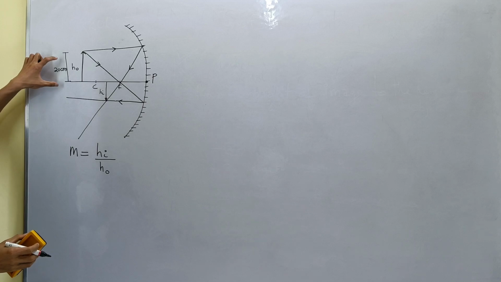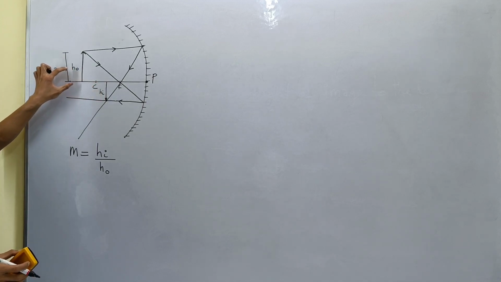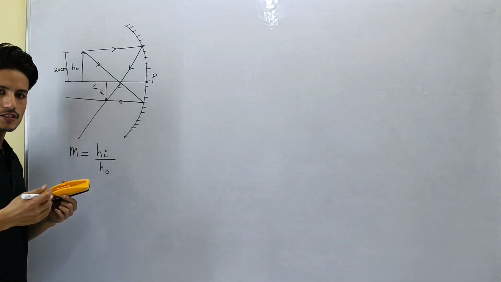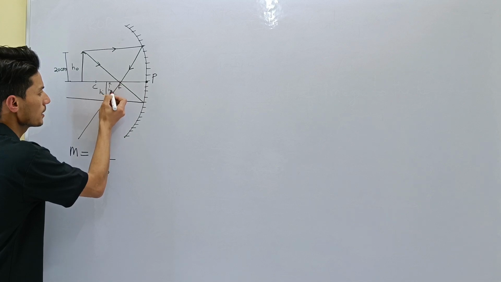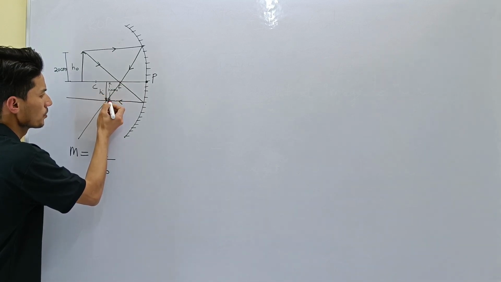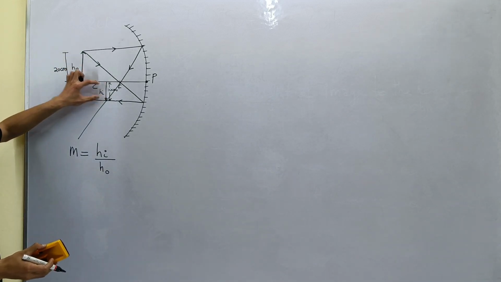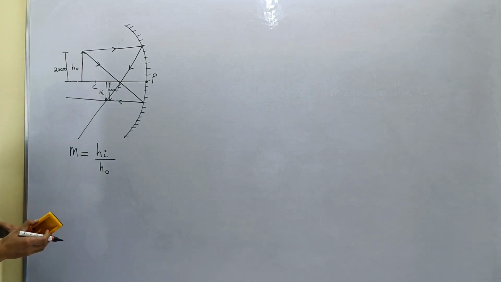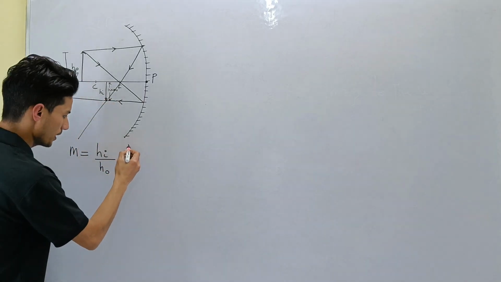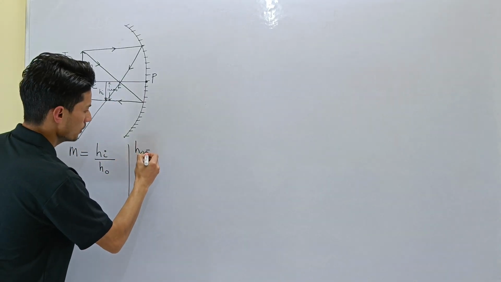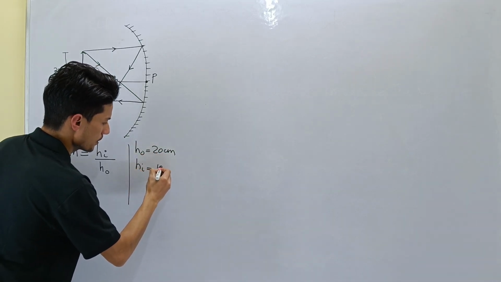Now the height of the object is 20 and look at the height of the image. The height of the image is almost half. So can we take this to be 10? Just for calculation, let's take the height of the image to be 10 centimeter, because it looks like half. The image is almost half of the object, and the object is almost double of the image. So we are taking HO to be 20 centimeter and HI to be 10 centimeter.